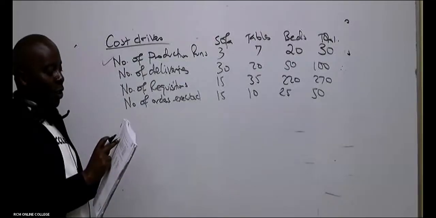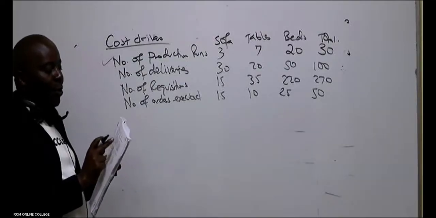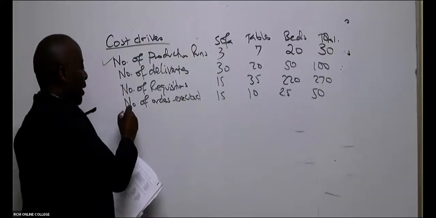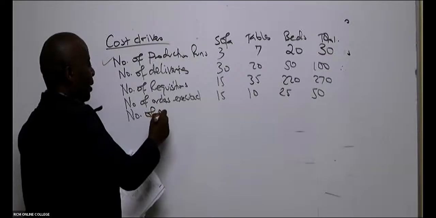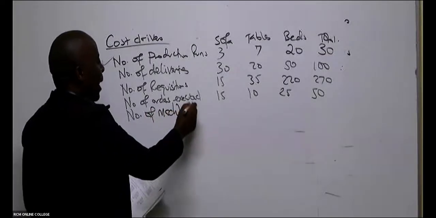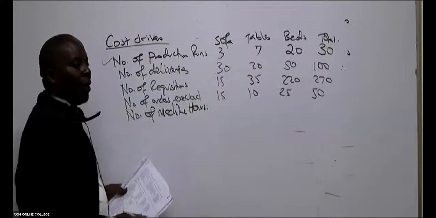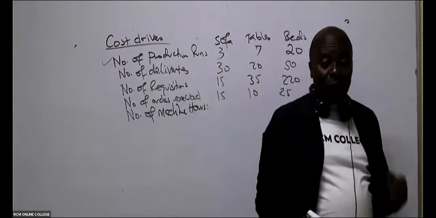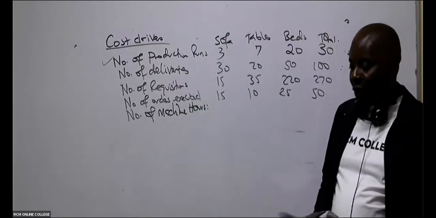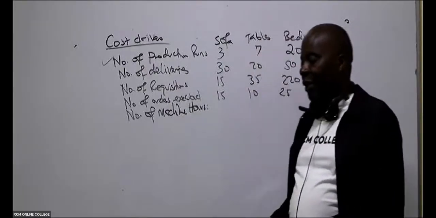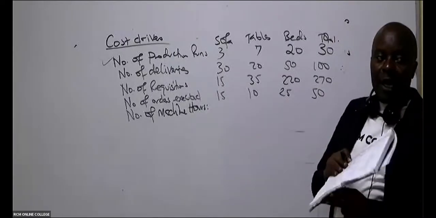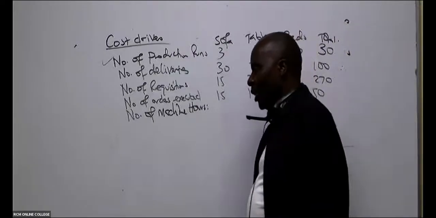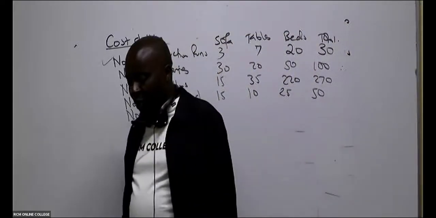The second one is machining cost. They want us to use number of machine hours. We don't have that here, so we must include it. Number of machine hours. Go to whichever table and give me the machine hours, because the table they have given us here doesn't have machine hours.